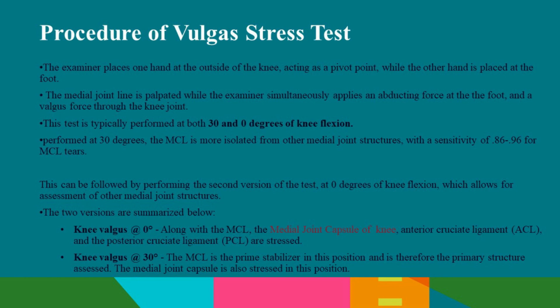First, knee valgus at 0 degrees. Along with the MCL, the medial joint capsule of the knee, the anterior cruciate ligament (ACL), and the posterior cruciate ligament (PCL) are stressed. Second, knee valgus at 30 degrees. The MCL is the prime stabilizer in this position and is therefore the primary structure assessed. The medial joint capsule is also stressed in this position.